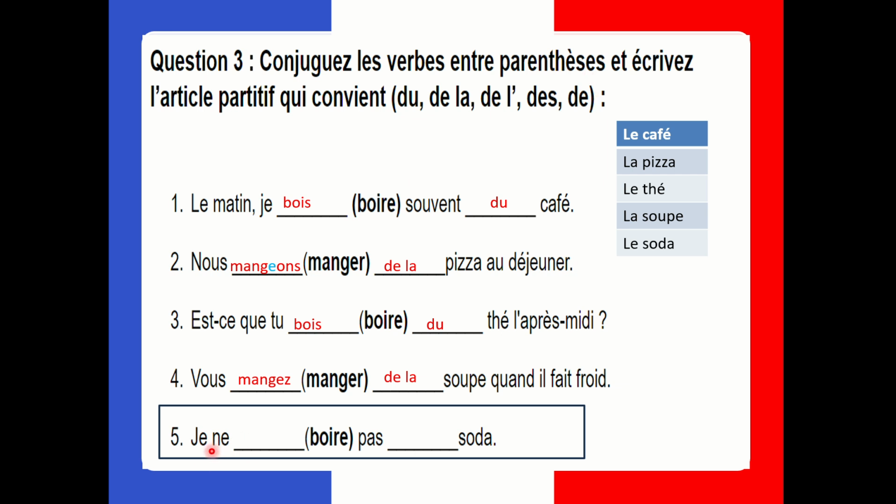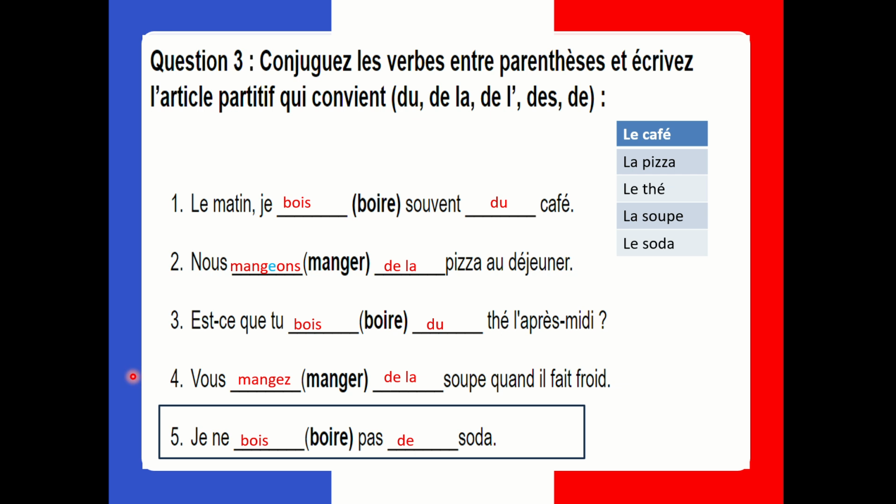Which means here, I will say je ne. I have je. How do I say drink? Bravo. Je ne bois pas. I do not drink. What I said, when we have the negative form, what do we use? De. Bravo. Always in the negative form, I use de. Parfait. Bravo.